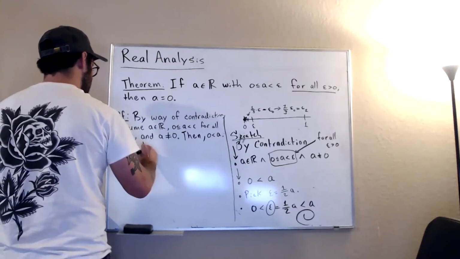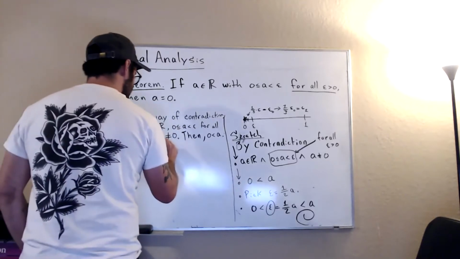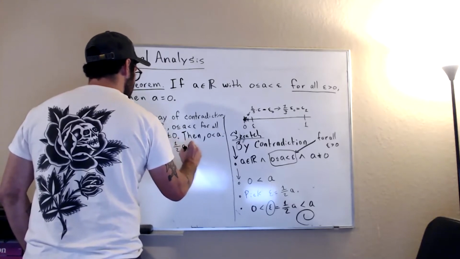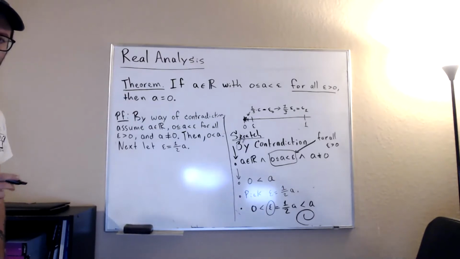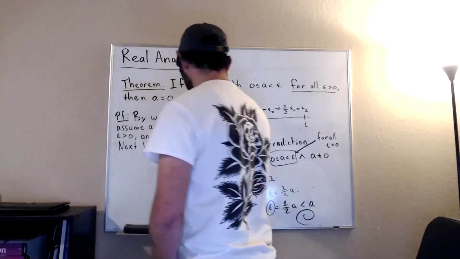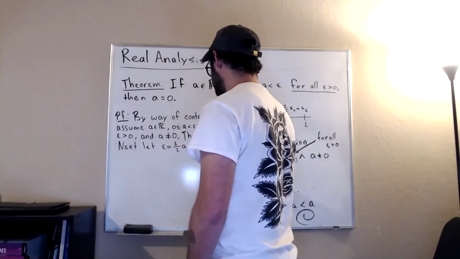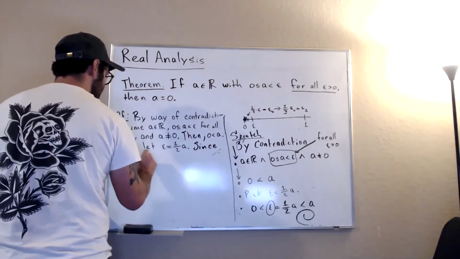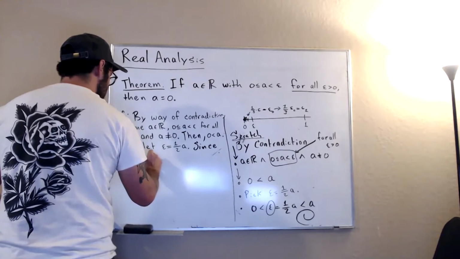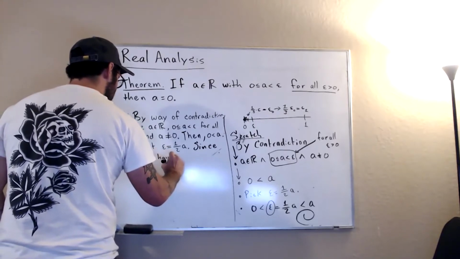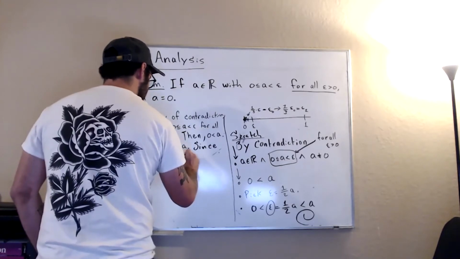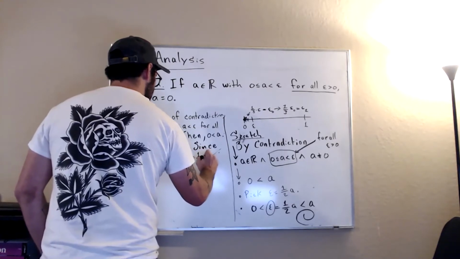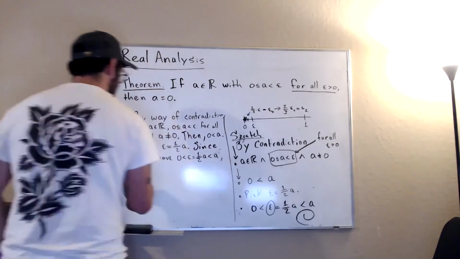let epsilon equal 1/2 of a. You can say something like since 0 is strictly less than a, we have 0, which is strictly less than epsilon, and epsilon is equal to 1/2 of a, which is strictly less than a, a contradiction.